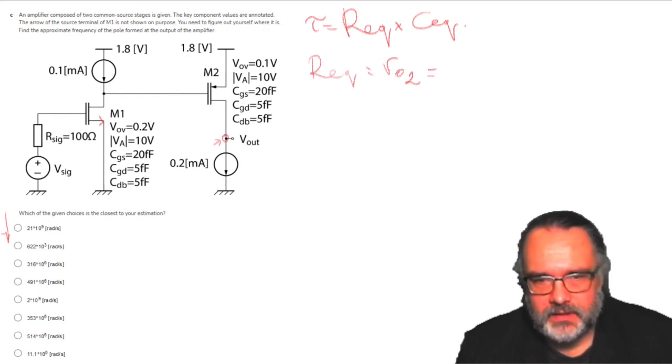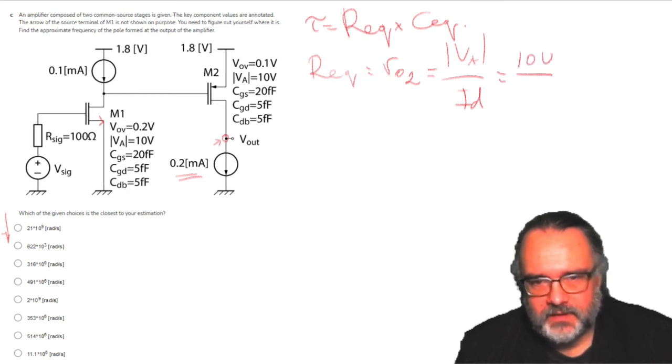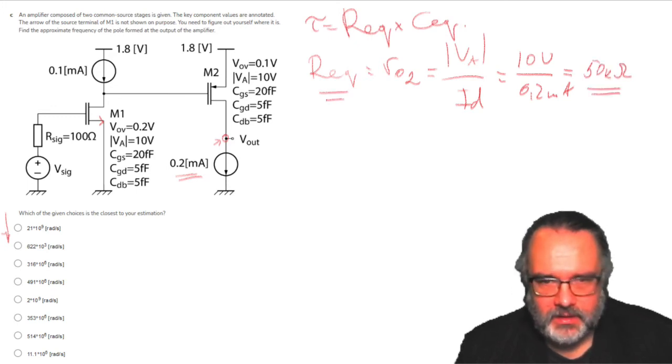We have the Early voltage and we have the biasing current, which is I drain. So VA is 10 volts divided by 0.2 milliamperes, and now we get 50 kilo ohm. Great, so now we have the equivalent resistance.